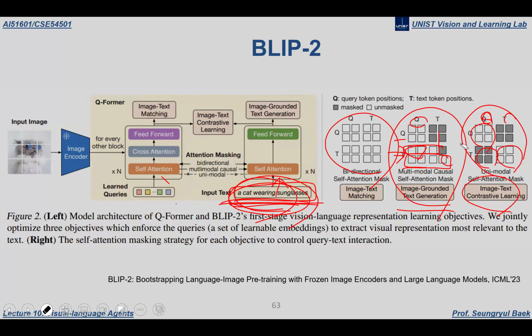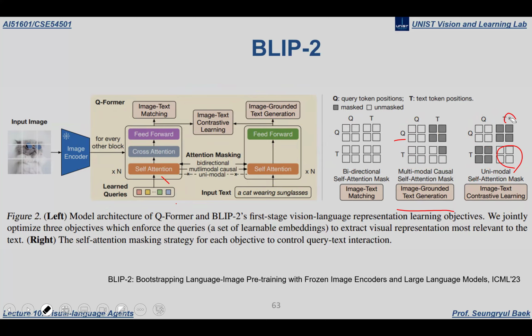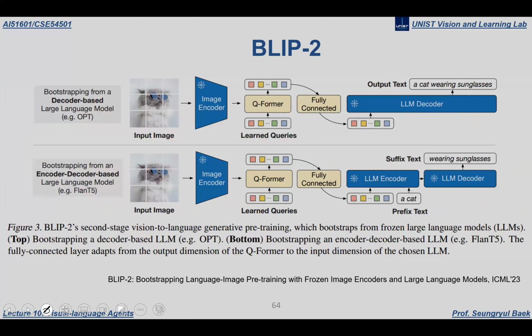So the first stage of BLIP version 2 is pre-training this Q-Former. Then the second stage of BLIP version 2 is using this Q-Former. They actually provide two use cases. The first is for decoder-only LLMs like OPT. Another use case is for language models that have both encoder and decoder.